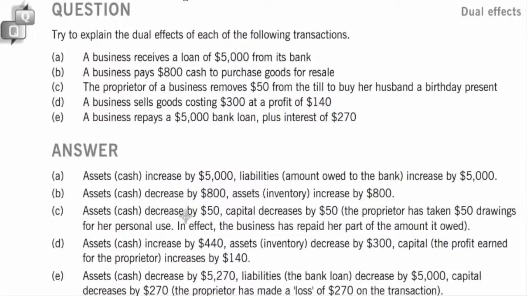So in this transaction, cash goes up by $440, inventory goes down by $300, and capital goes up by $140, the profit made on the sale.